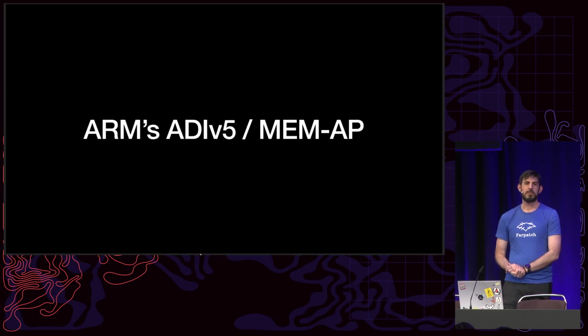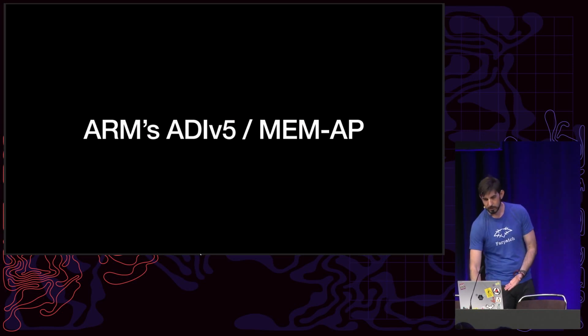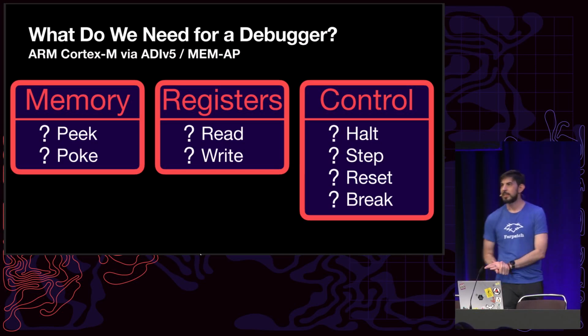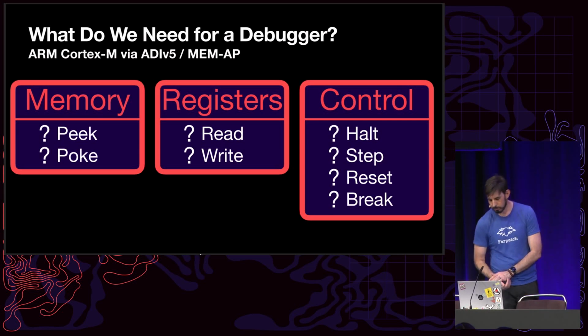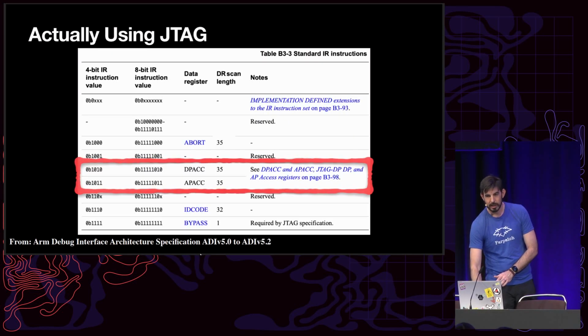This is what a lot of your ARM microcontrollers are going to use, anything that's Cortex, or I think some of the newer A series use this. So we can ask the same question we asked earlier. What do we need for a debugger? Well, let's start right in.